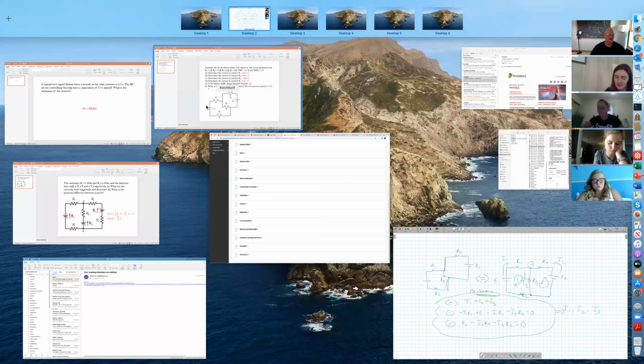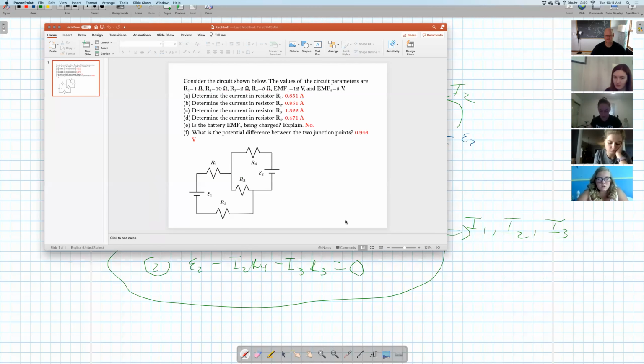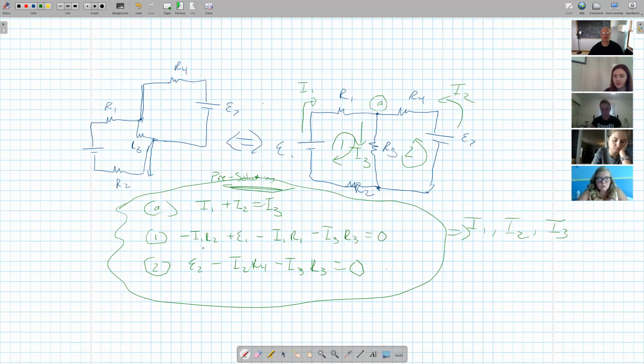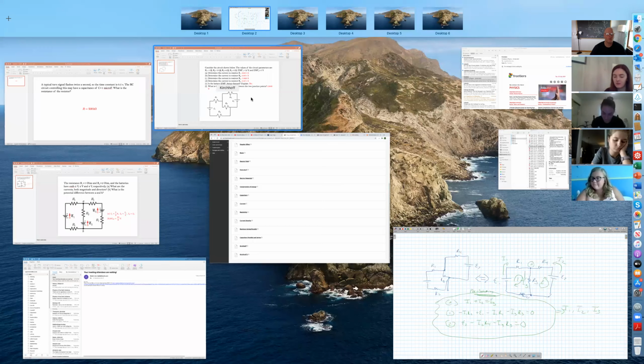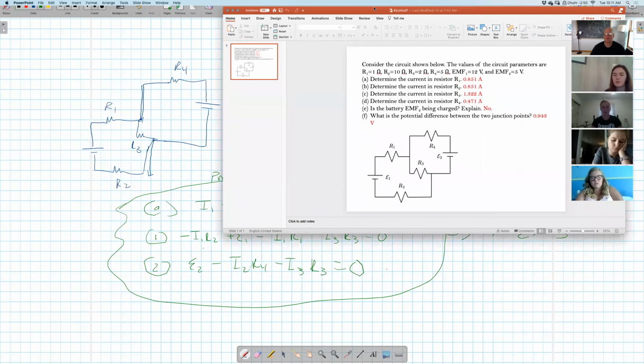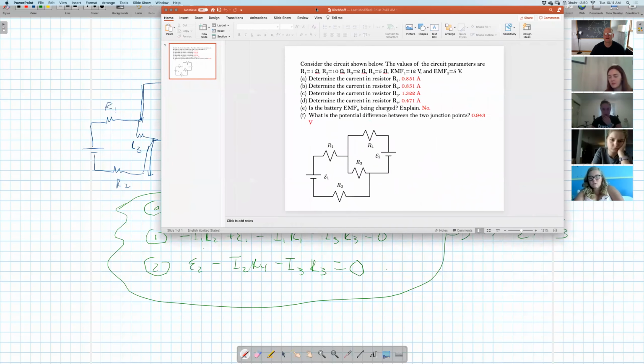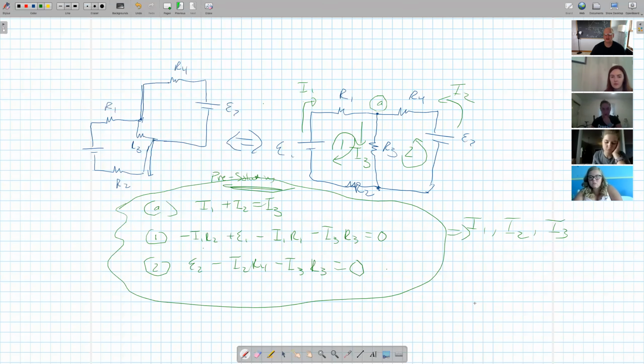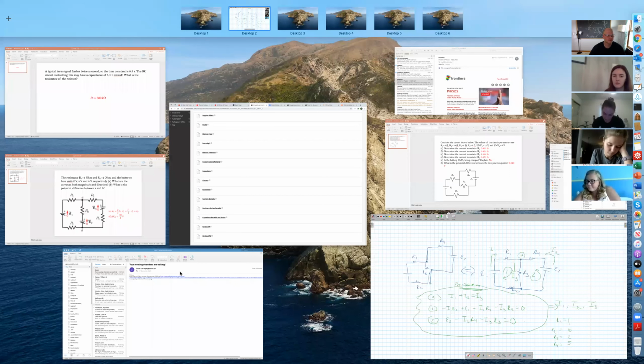And what were all the values? Might as well check all my numbers here. Let's see, R1 is what? So I'm going to kind of multitask here. So 1, 10, 2, and 5. R4 equals that. And the two batteries were what? 12 and 5. 12 and 5.